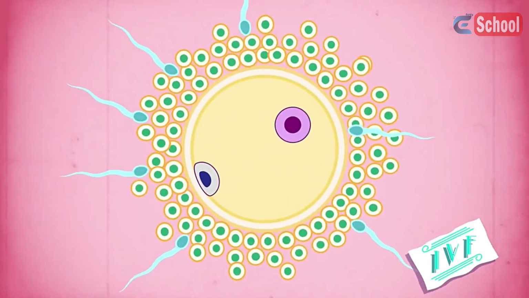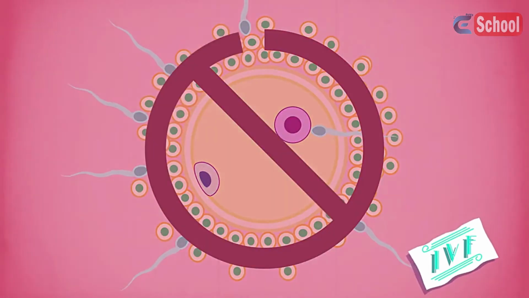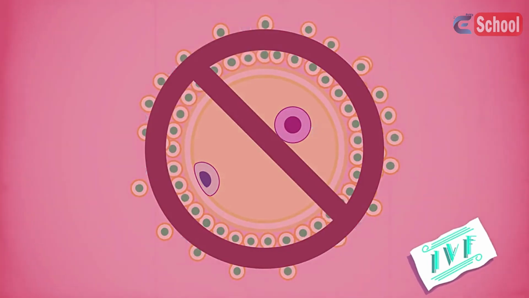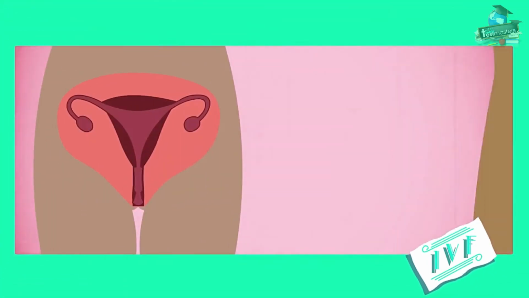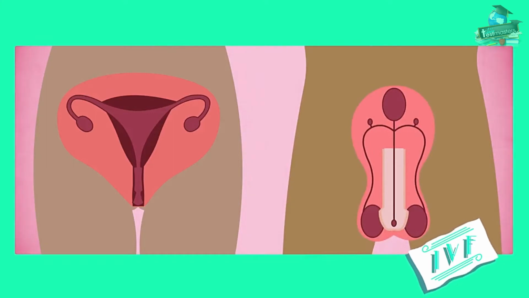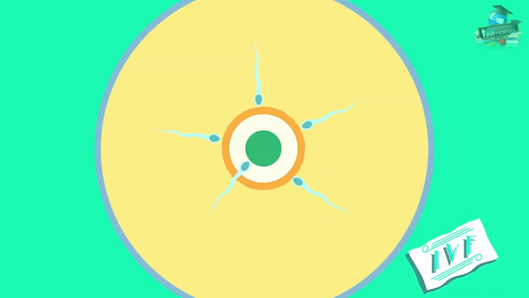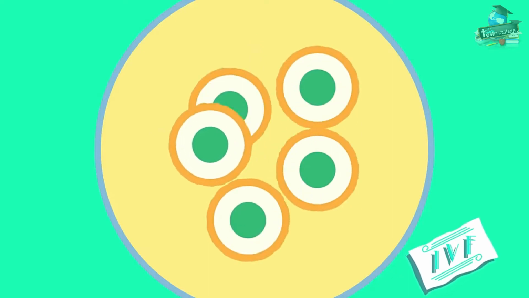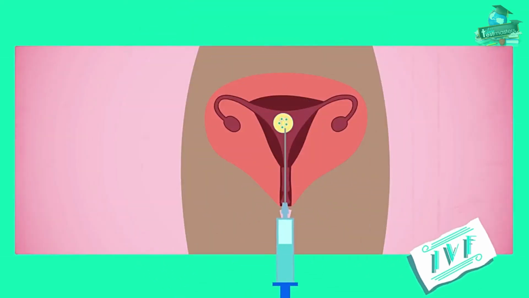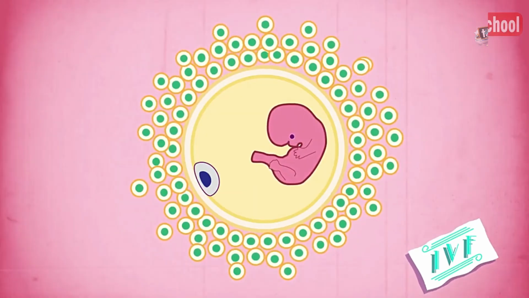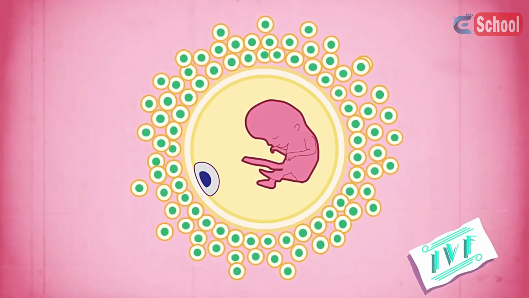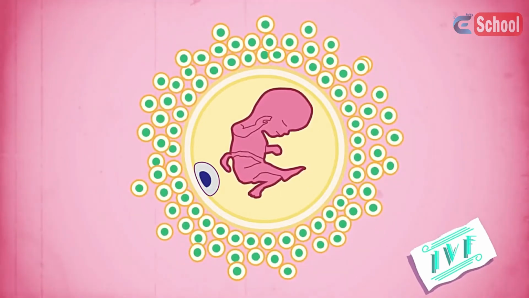IVF can be used when natural fertilization inside the body cannot occur. This is often due to the reproductive parts of the mother or the father not working properly. In IVF, an egg is removed from a woman. Outside the body, sperm is introduced to the egg and fertilizes it. The fertilized egg develops to form an embryo, and the embryo is then returned to the woman's uterus, where the fetus then develops in the uterus as normal. We will look at this process in more detail later in the video.